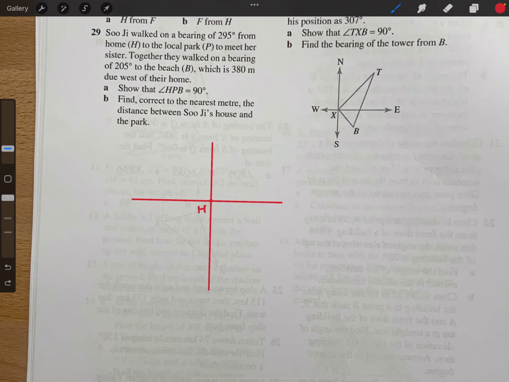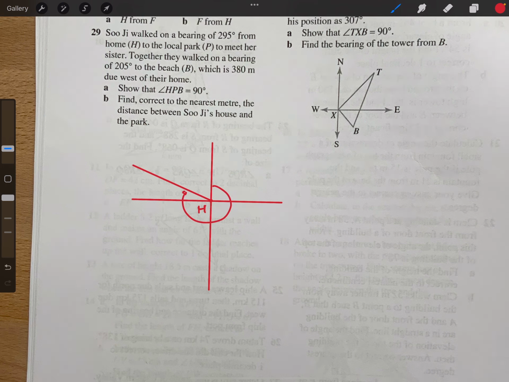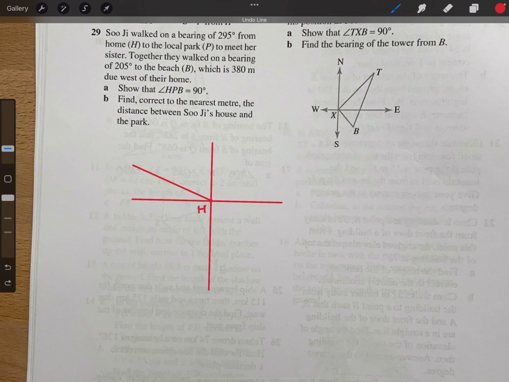Okay, so 295. We need to establish where that is. 270, 295 is just a little bit more than that, so around about here in this angle. Now this is your 295 degrees. That's it there. She goes from that to P, the point where the park is, to meet her sister. Together they walk on a bearing of 205 to the beach. So from the park, they go to the beach on a bearing of 205.